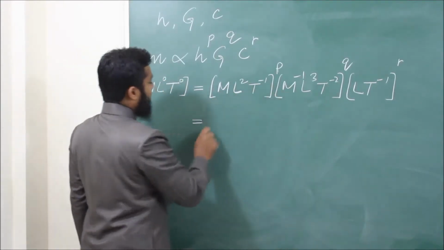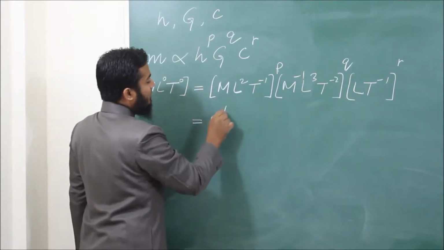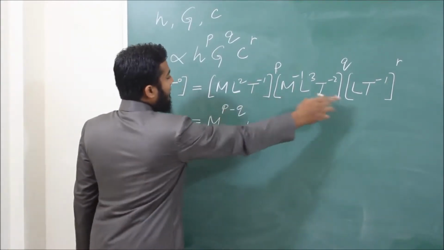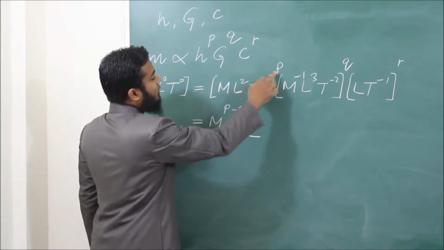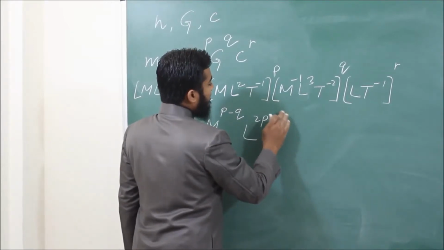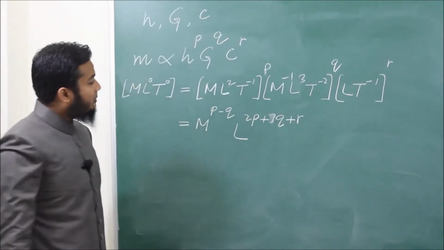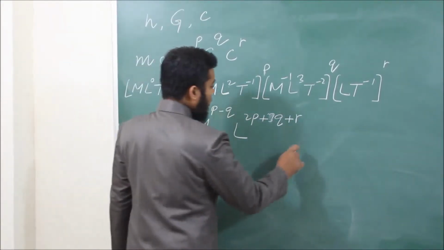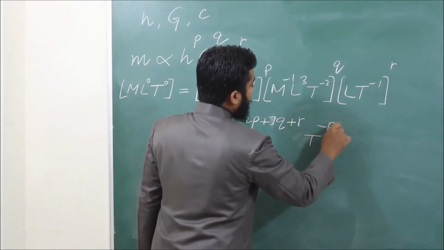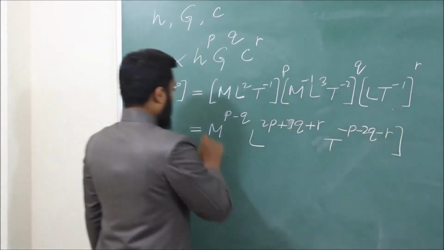M is appearing at 2 places, so it has powers p and minus q. So M is raised to the total power p minus q. L is appearing at 3 places, so L has powers 2p and 3q, and here it is r. So L has total power 2p plus 3q plus r. T is also appearing at 3 places, so it will have powers minus p and minus 2q, and here minus r.